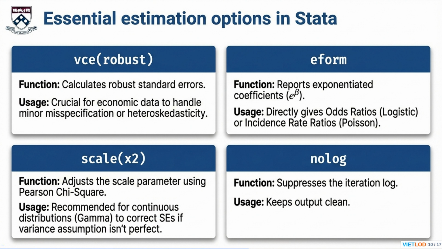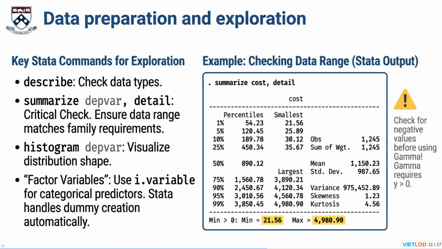The Scale x2 option adjusts the scale parameter using the Pearson chi-square statistic. This is particularly recommended for continuous distributions like gamma to correct the standard errors if the underlying variance assumption isn't perfectly met. Finally, no-log is a simple utility command that suppresses the iterative log Stata prints during estimation, keeping your output window much cleaner. With these powerful options at hand, we are well equipped to run robust and interpretable GLM analyses. Now, let's walk through a practical example, starting with data preparation.